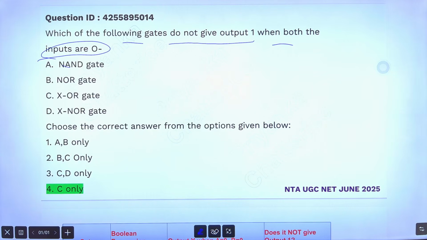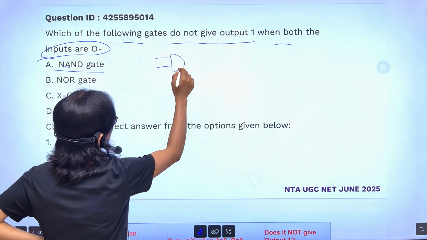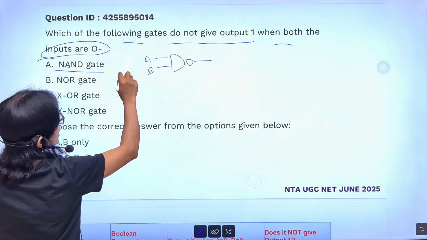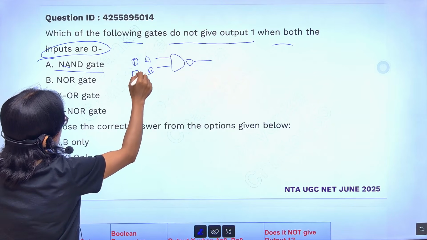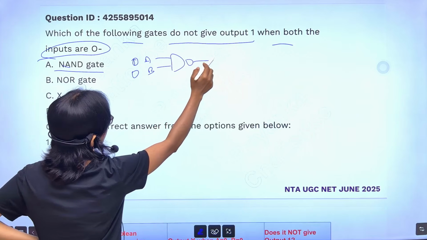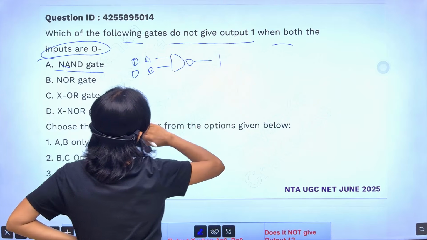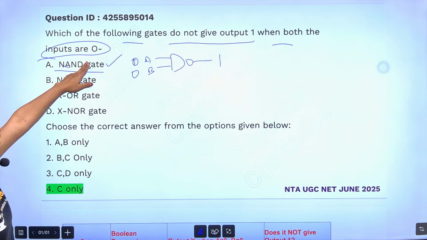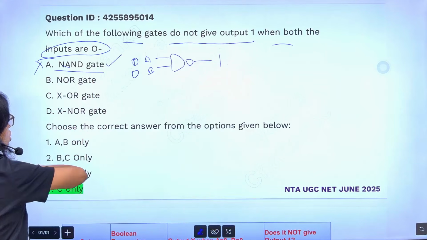Which of the following is correct here? Whenever we are using the NAND gate, how does it work? This is your NAND gate, A, B. NAND means opposite to AND. If I give both inputs as 0, 0, AND will be 0, the opposite will be 1. So it is giving you 1. The question asks for when it is not giving 1 with both inputs 0. This is giving you 1, so this is not your answer.